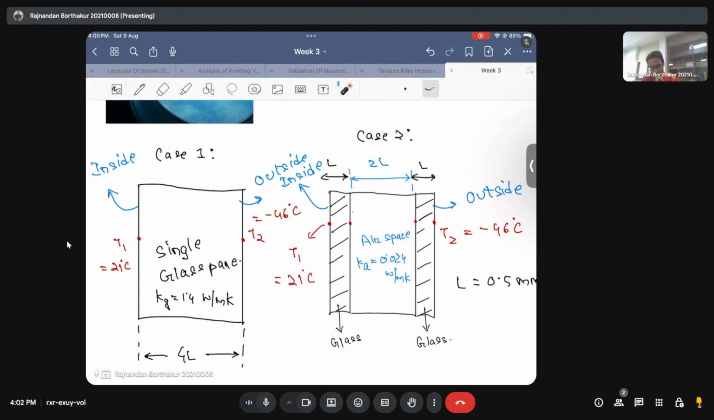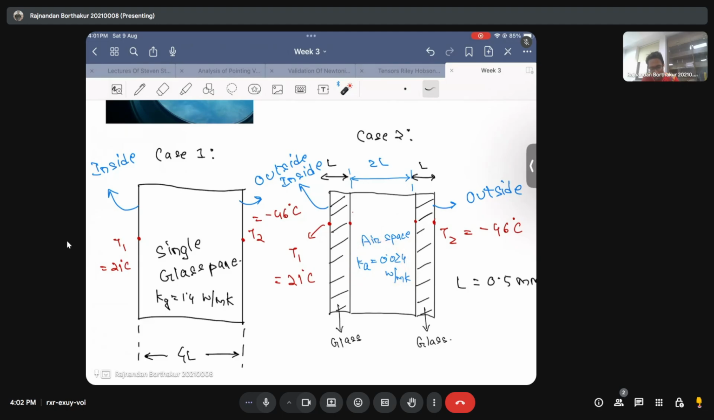In this context, you can add a convection resistance into this picture, but just to keep things simplified, I have neglected that case. And we'll consider a second case, where there are two glass panes, and in between these two glass panes there is an air space which is present, and you know that the thermal conductivity of air is 0.24 watt per meter Kelvin.